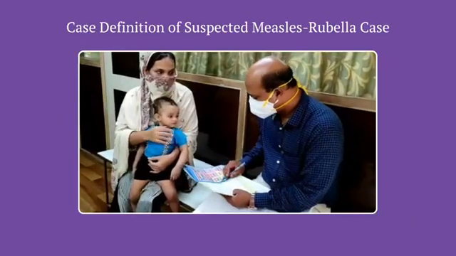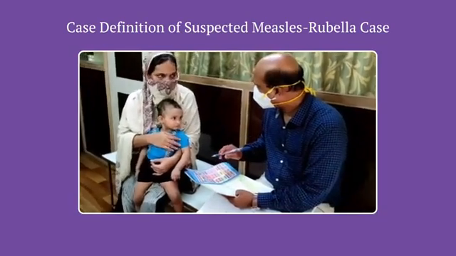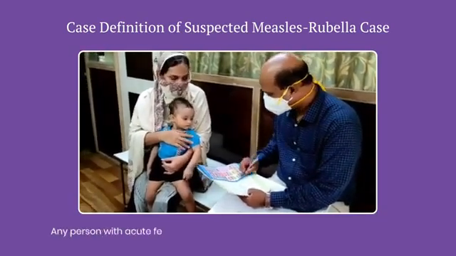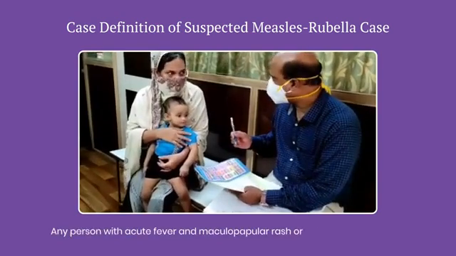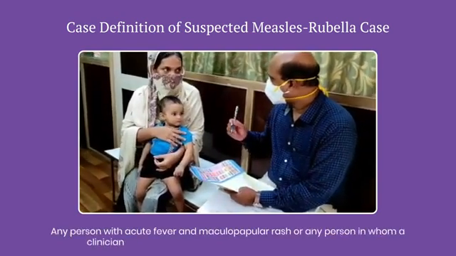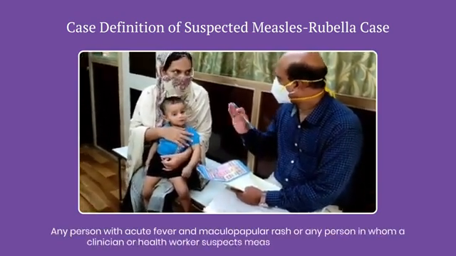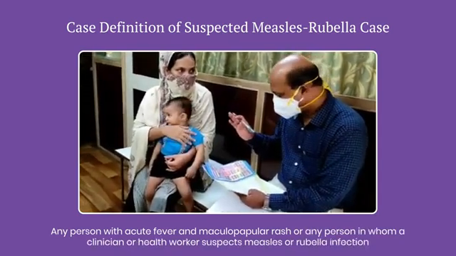The case definition of a suspected measles-rubella case is: any person presenting with acute fever and maculopapular rash, or any person in whom a clinician or health worker suspects measles or rubella infection.